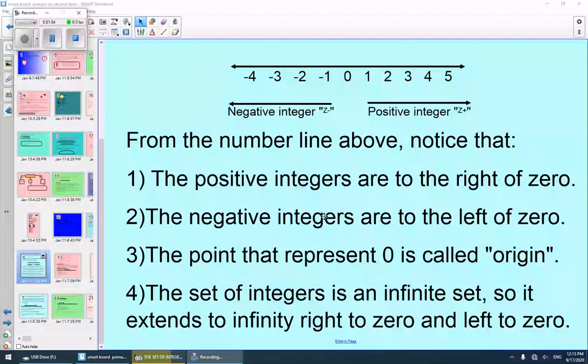Okay, this means what? 0 is greater than any negative number and less than any positive number. This means negative 1 is less than 0, negative 2 is less than 0, negative 3 is less than 0, negative 4 is less than 0, and so on. And on the other side, 1 is greater than 0, 2 is greater than 0, 3 is greater than 0, 4 is greater than 0, and so on. Okay?